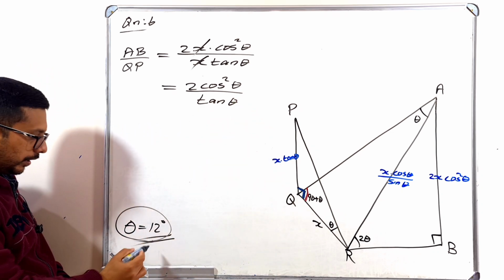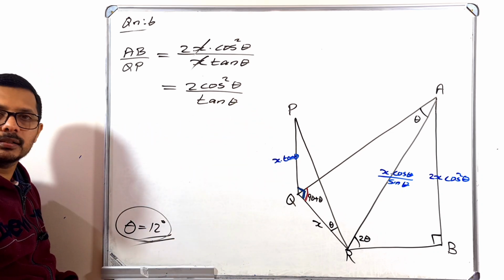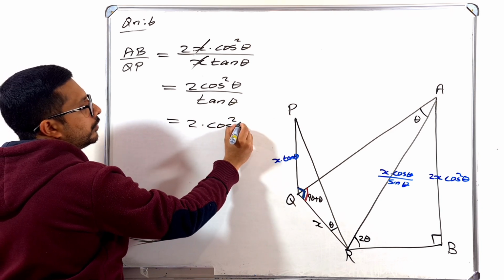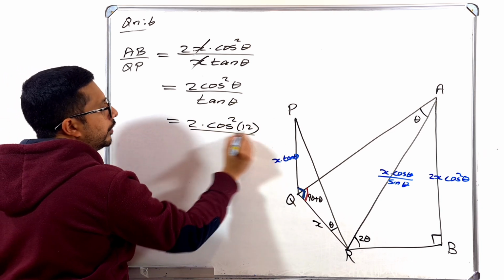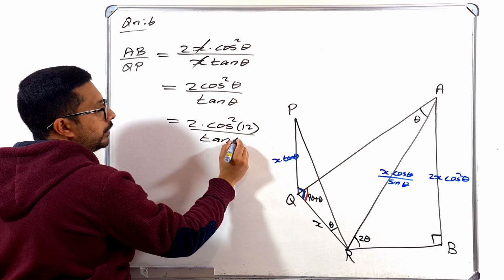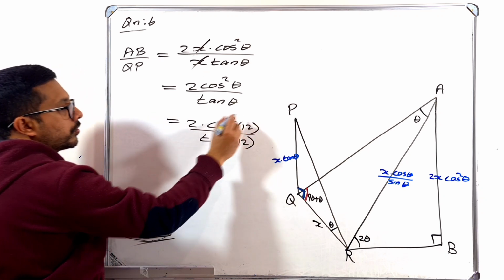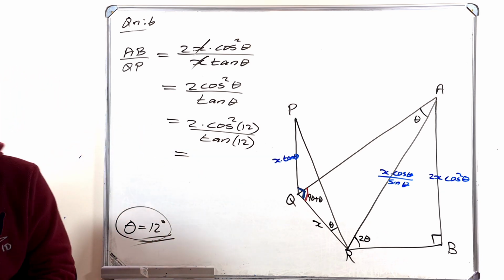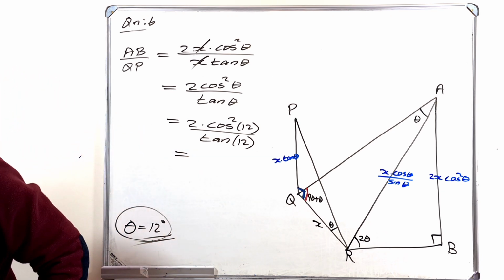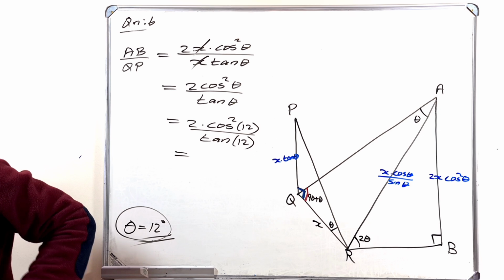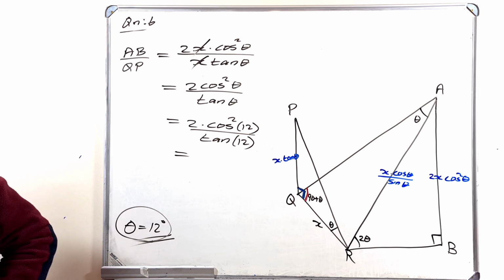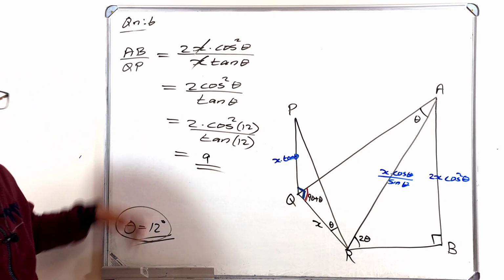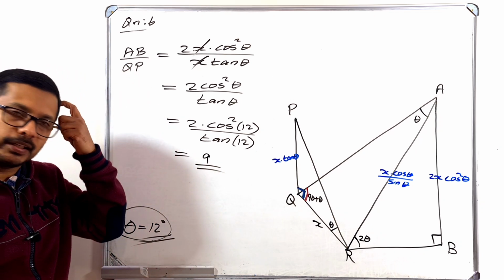It is given in the question that theta is 12 degrees. So now we can substitute: 2 into cos square 12 divided by tan 12. So take your calculator, try to find the answer of that one. In your calculator you will get 9. So the answer is 9. So AB by QP is equal to 9.